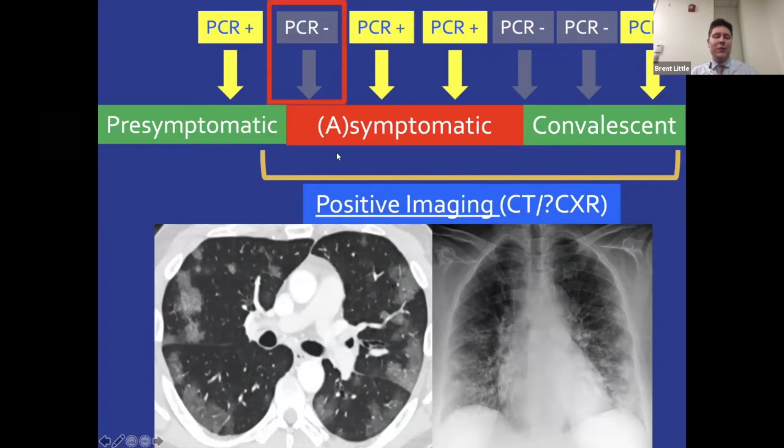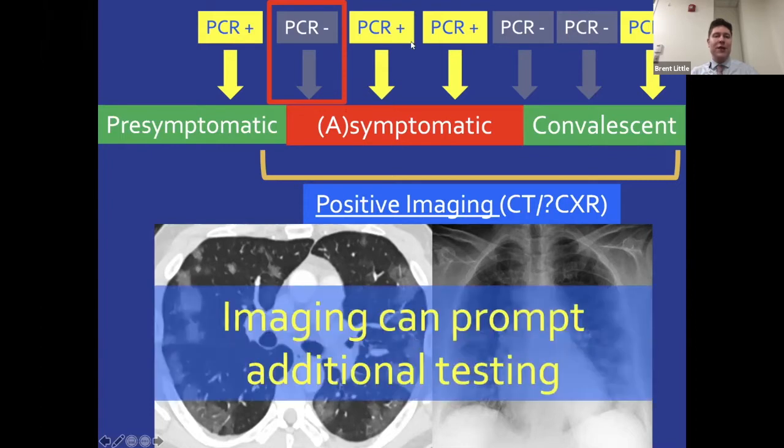So you could presumably have, and I've seen this happen multiple times, a negative PCR and findings that look like this, and then suggest that the patient be tested again and prompt additional testing, whether that's a nasopharyngeal swab or a sputum sample, and then the next PCR can come back positive. So you can really play a major role as an imager if you suspect COVID-19.